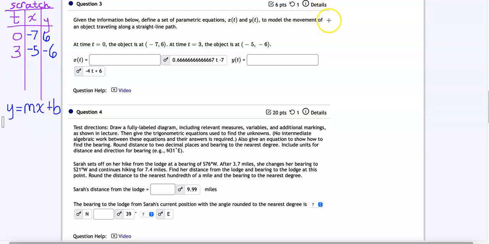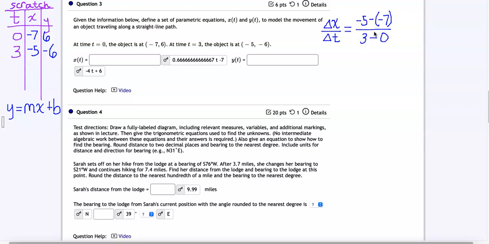So we want to look at the change in x over the change in t. This represents the slope of the x parameter. To do that, we're just going to use the same concept from Algebra 1 of finding slope. You may even want to use your table for this, but if you want to use the points directly, that is fine too. So we have -5 minus -7 divided by 3 minus 0.